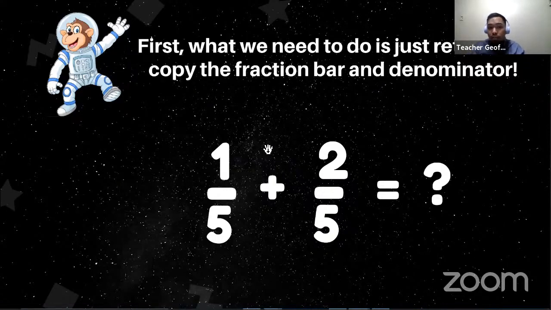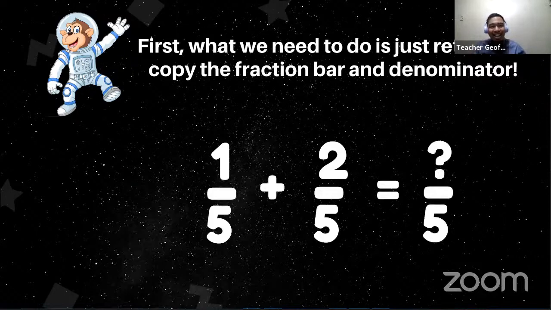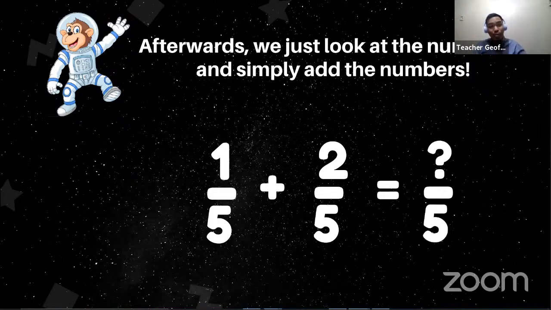First, Monkey tells us what we need to do is just copy the fraction bar and the denominator. Is it really that easy, Monkey? Yes, it's that easy, Sir Joe. Really? Remember, kids, we just need to copy the fraction bar, and then the denominator. It's that easy. But you might ask me, Teacher Joe, what do we do with the numerator? This is the easy part as well. We just look at the numerators and simply add both of them.